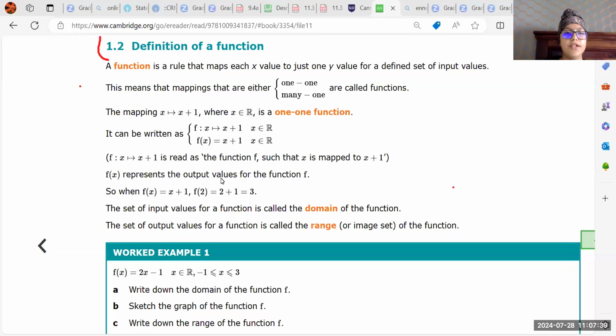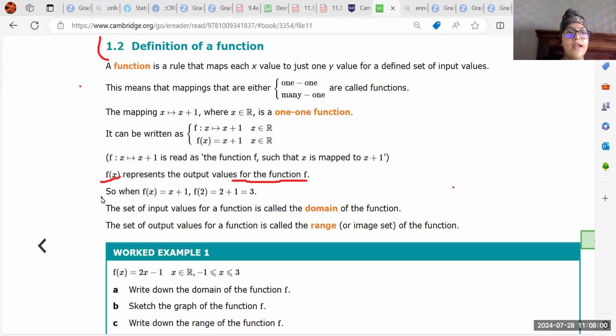Consider the function f such that x is mapped to x plus 1. f(x) represents the output value of the function f. This is read as "f of x". So f(x) represents the output values for the function f.